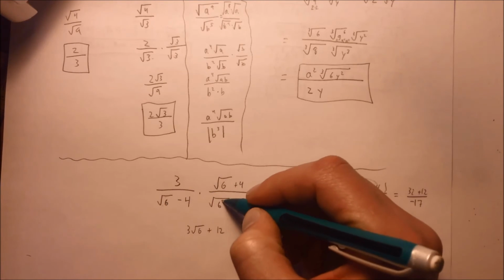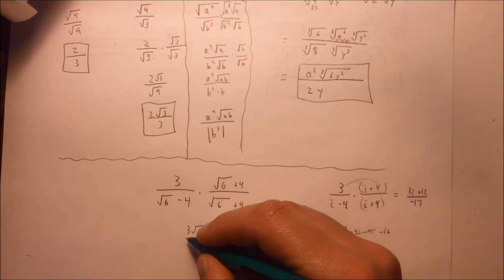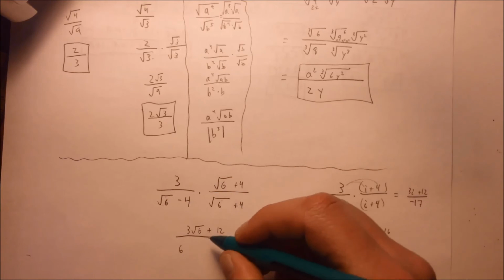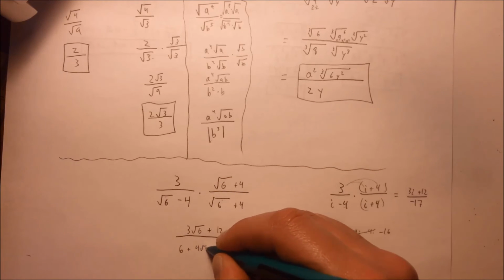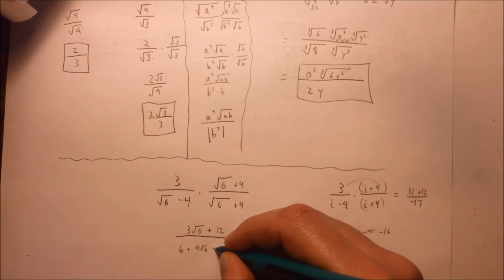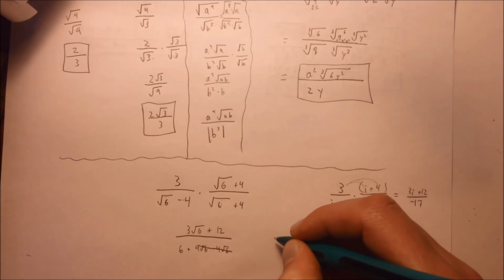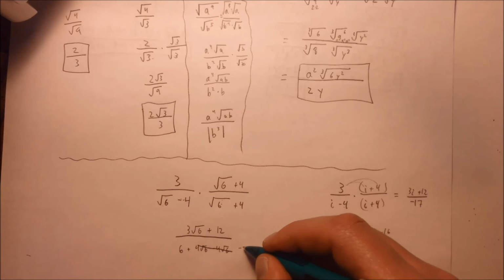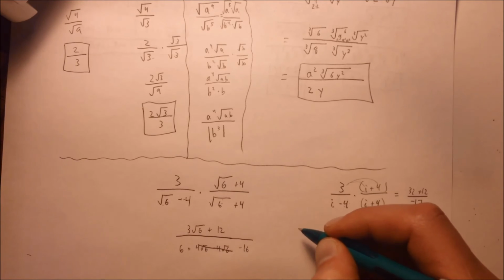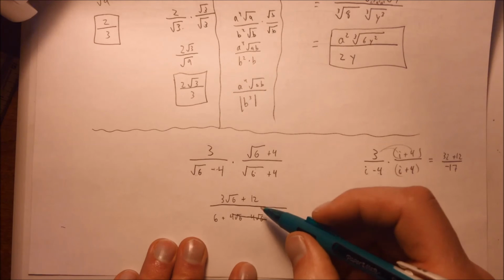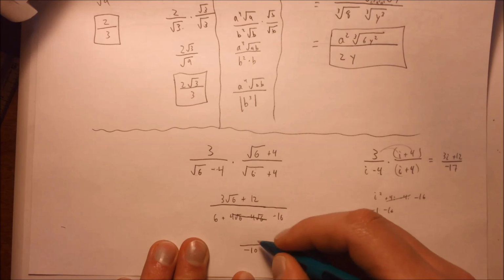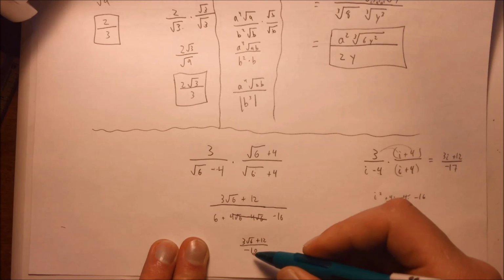On the bottom here, square root of 6 times the square root of 6 is the square root of 36, which is just, of course, 6. Square root of 6 times 4 is plus 4 square root of 6. Multiply those, minus 4 times the square root of 6. Oh, those cancel out. It's difference of squares, that's all it is. Then negative 4 times 4 is negative 16. So simplify the bottom now. 6 minus 16 is negative 10. So I'm going to get 3 times the square root of 6 plus 12 all over negative 10.